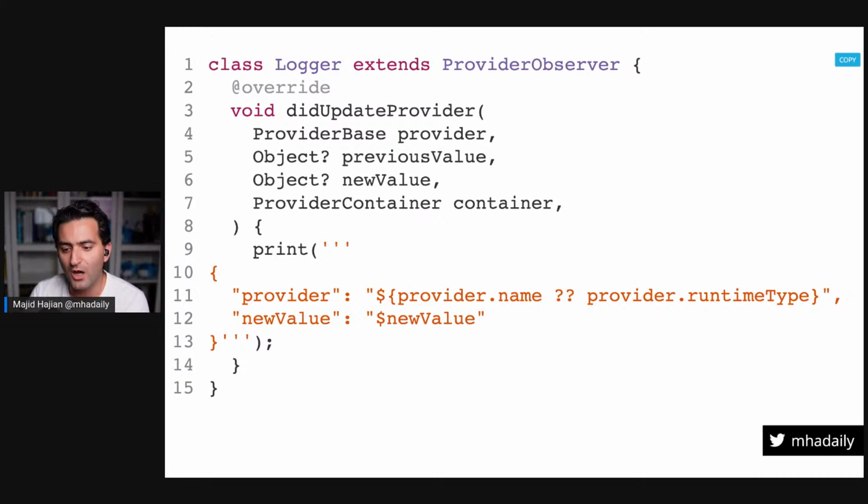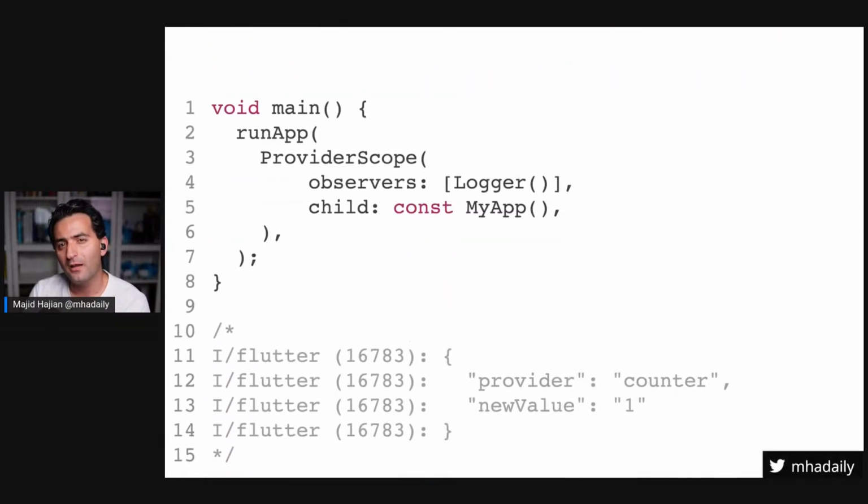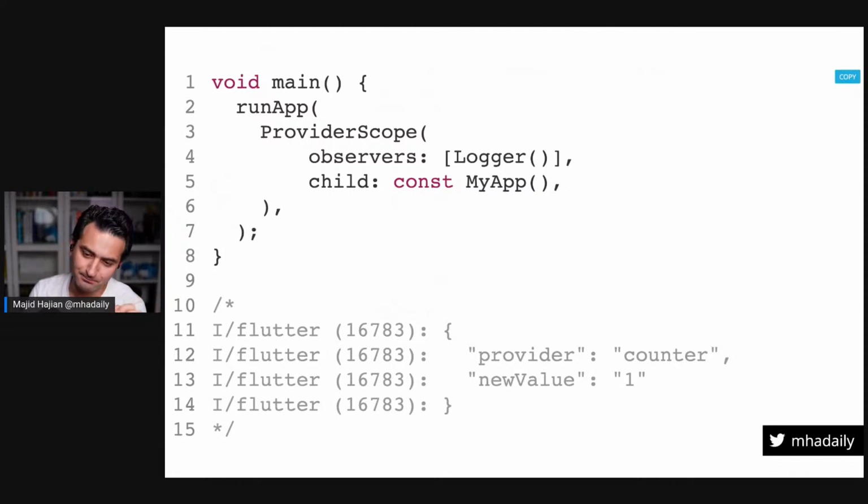Here's an example of a logger where, in the beginning of the talk, we had provider scope, where you can just pass a child, but observers are optional, so you can pass a list of observers. In this case, I pass my logger. And when you do that, then in your console, you will see all these logs coming along.